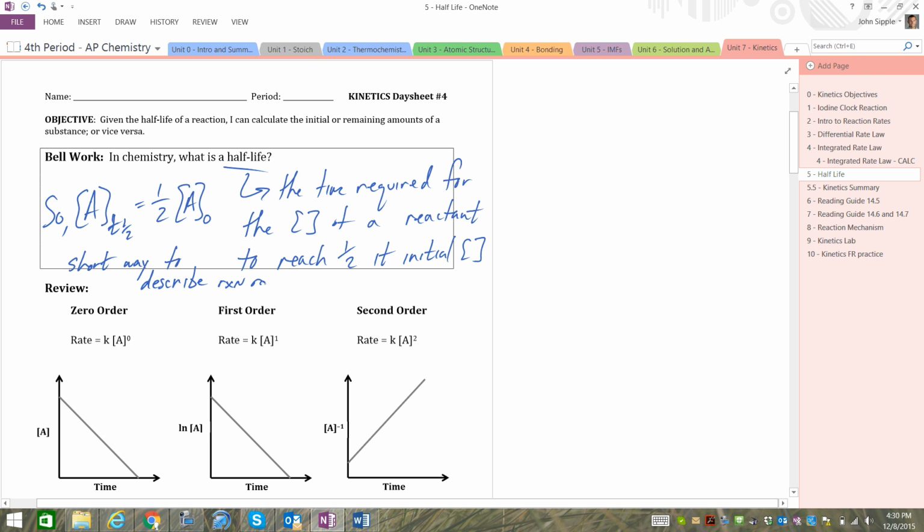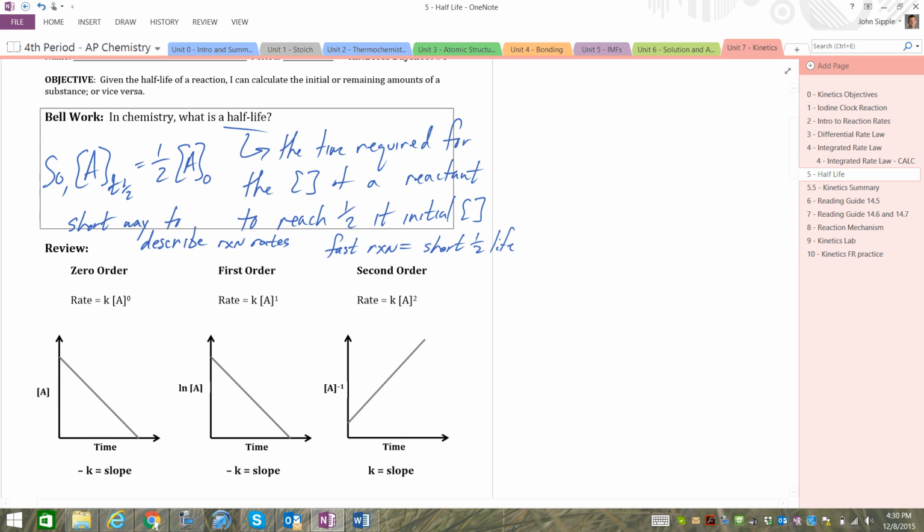Reaction rates. If it's a fast reaction, that equals short half-life times, right? In terms of the order of our reactions, a lot of times these are related to integral rate law problems. So we definitely want to know whether it's zero order, first order, or second order, and a lot of times they're going to let you know that in the problem.